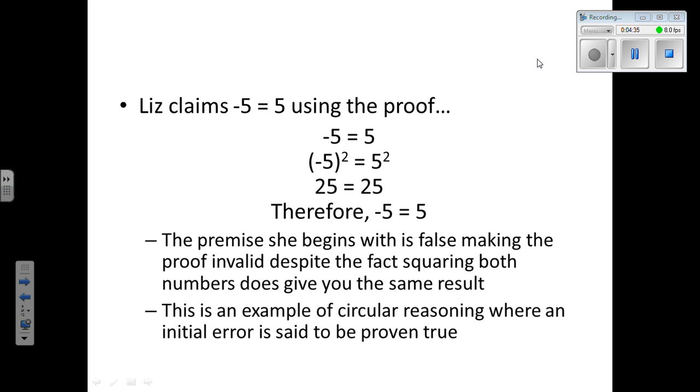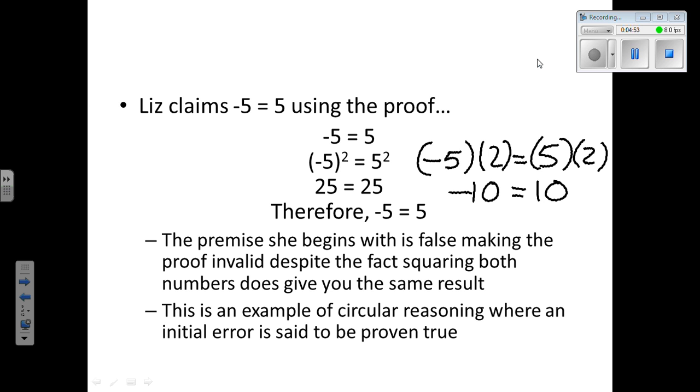So it's proven invalid because if we would take this instead, since my numbers did not equal each other because minus 10 is not equal to 10, I have proven this proof to be false. So she made an initial error at the beginning, and therefore this is an example of circular error.